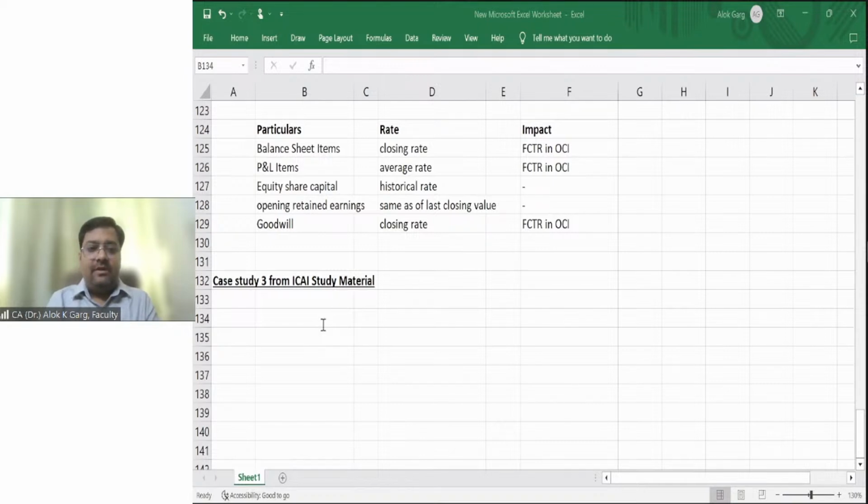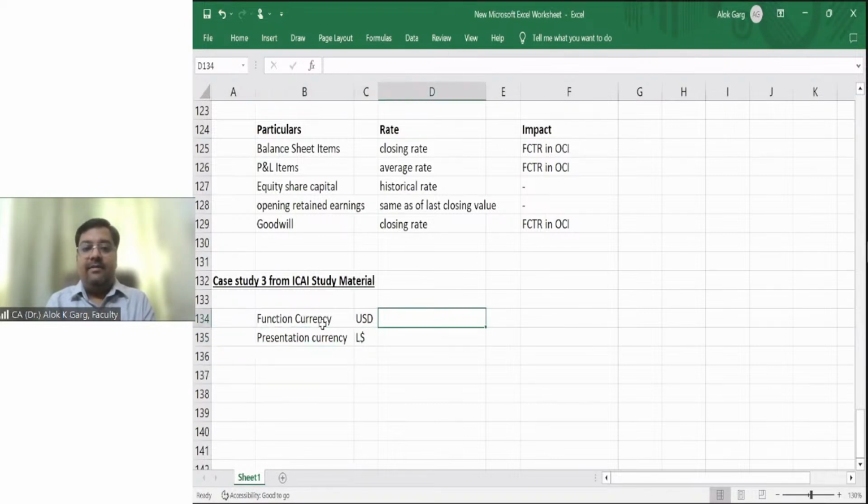What is my functional currency? Functional currency is USD, US dollar. And what is my parent presentation currency, in which I need to convert? Again, I'm required to convert. Why? Because for the purpose of my parent's consolidation. It is L dollar.